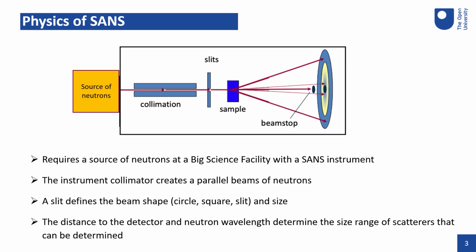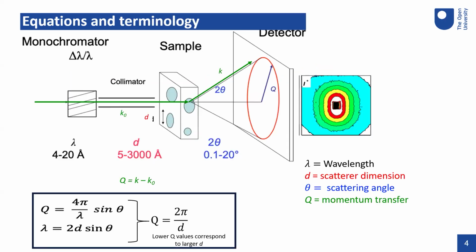Obviously the beam has to go through the collimation, which makes the beam parallel. The beam goes through the slit, which defines the shape of the beam, and then the beam hits the sample, and the scattered beam is detected by the detector. So this is a schematic view of the technique.